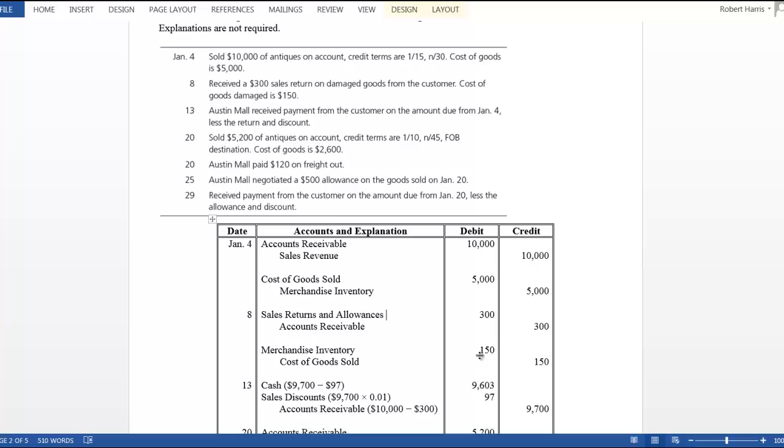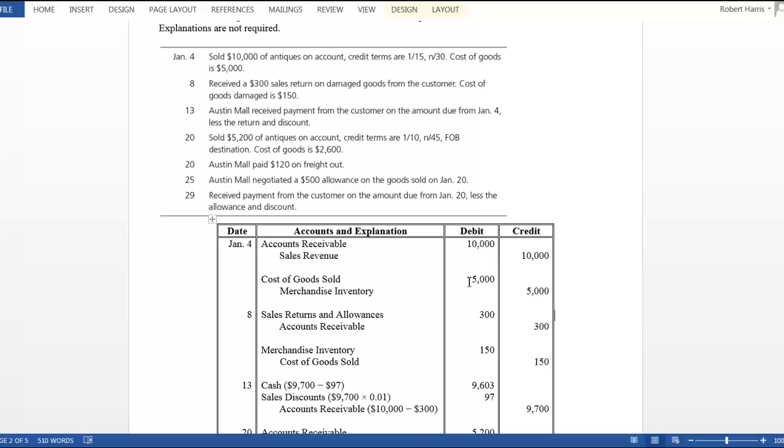Here we're doing just the opposite, aren't we? Except instead of using the sales revenue account, we use this returns and allowances account. Now on the 13th it says we received payment from the customer on the amount due from January 4th minus the return and the discount.